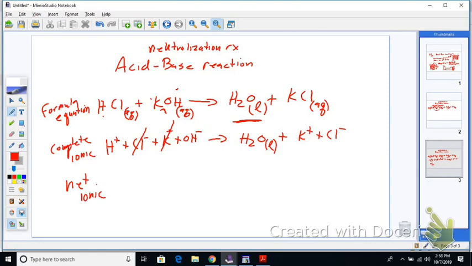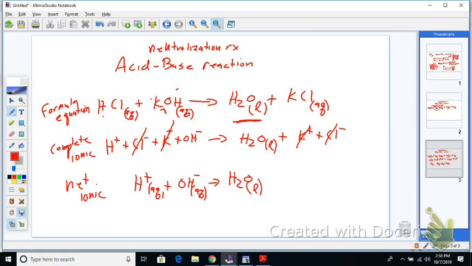Your chlorine and potassium cancel out because they're spectator ions, and what you're left with is H plus aqueous plus OH minus aqueous, and you neutralize those two. When you neutralize the two, you get just regular good old water. And neutral is a pH of 7, and that's what you get when they're perfectly matched. Questions on that?